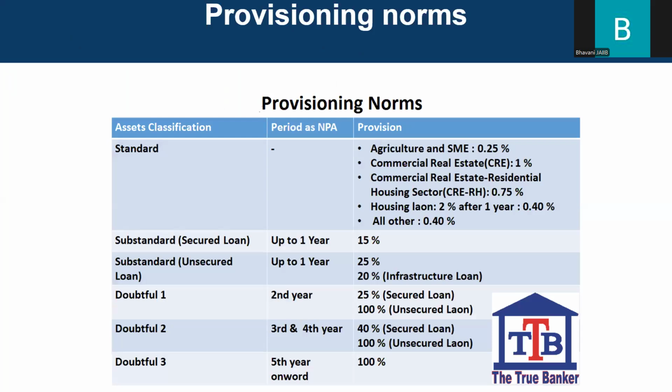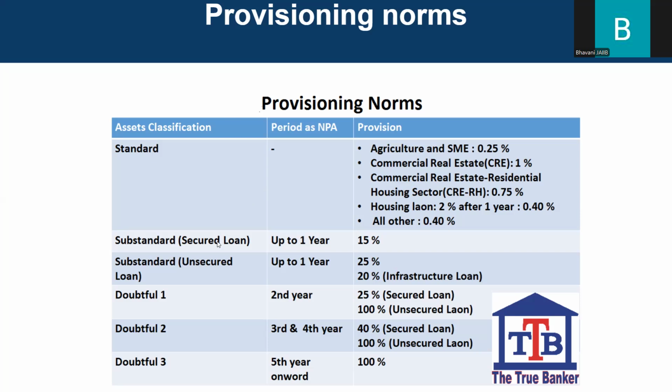Next is the provisioning norms. As per banking norms, provisions should be made on the non-performing assets on the basis of classification of assets. The table here will show us what provisioning is to be made for the type of asset. This standard classification question was asked in one of the question papers. So please go through these standard asset provisions, that is agriculture and SME, commercial real estate, residential housing sector, and housing loan. You have to basically learn this by heart.